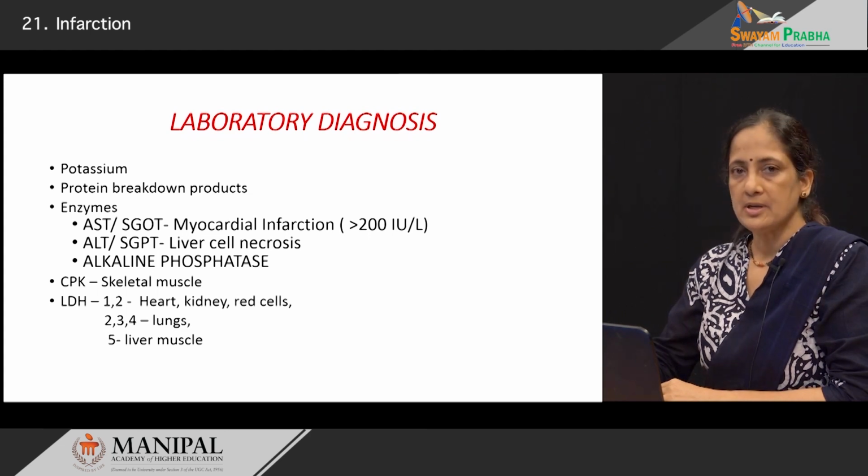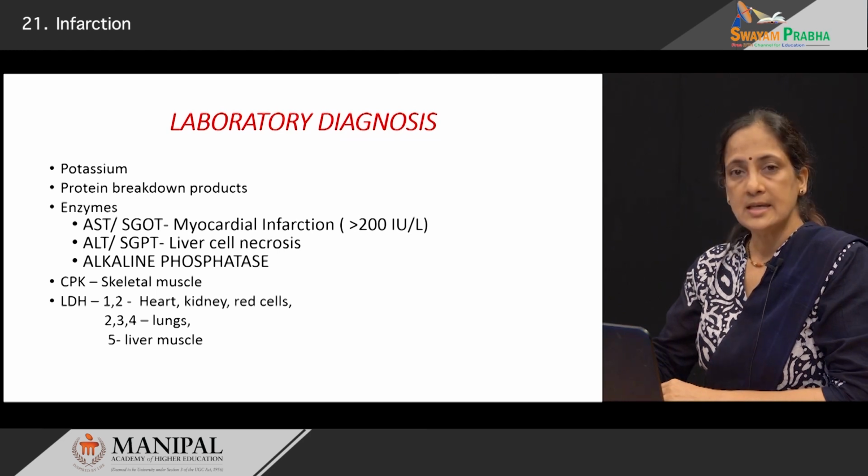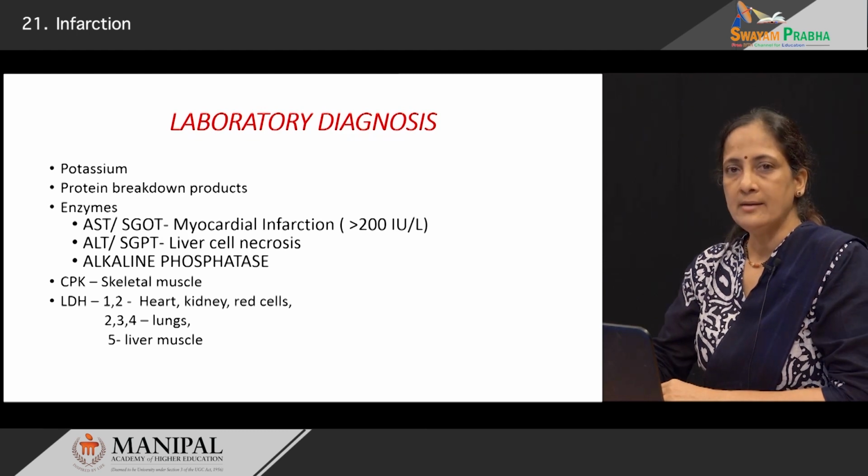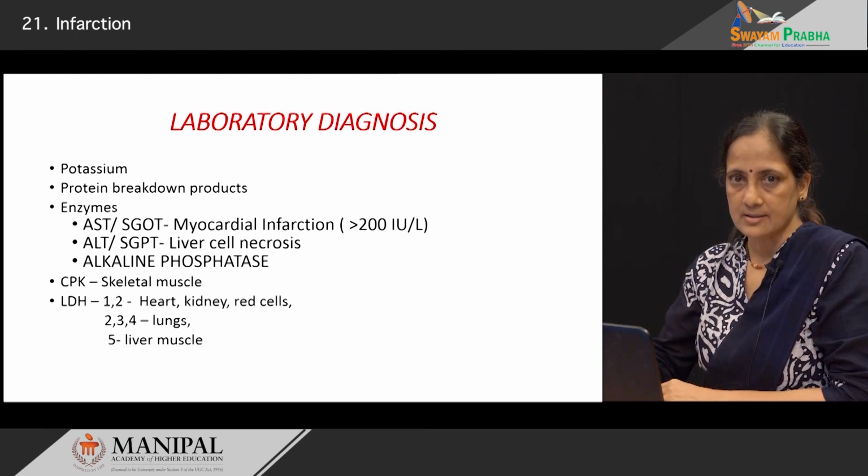The products that may be released from these necrotic cells can be protein. It can be a variety of enzymes like AST, ALT and alkaline phosphatase. CPK, or creatine phosphokinase, can be released from infarcted skeletal muscle. Similarly, lactate dehydrogenase of various types is seen when various cells are infarcted.